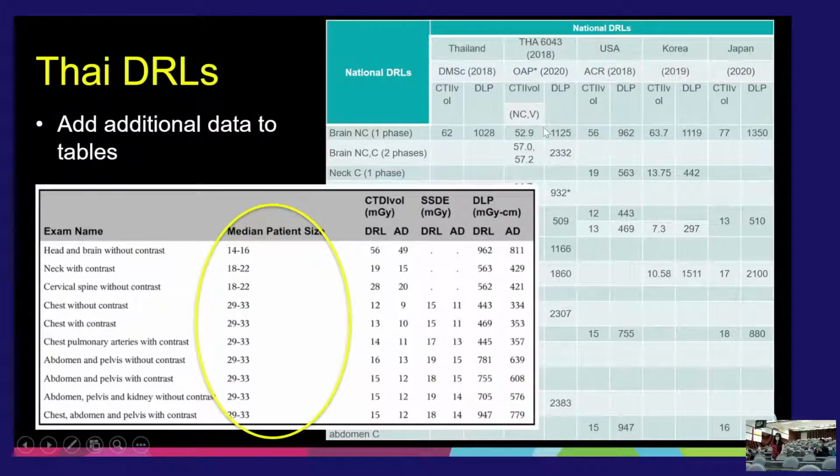No, this is not the Thai DRL. This right here is from ACR. I'm just showing an example of how we in the US show CTDI, SSDE as AD and DRL. And then we define it for that specific category. So for example, head, brain without contrast, the average patient thickness was 14 to 16 centimeters.